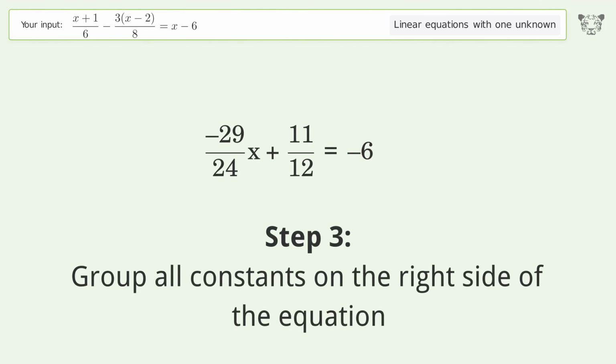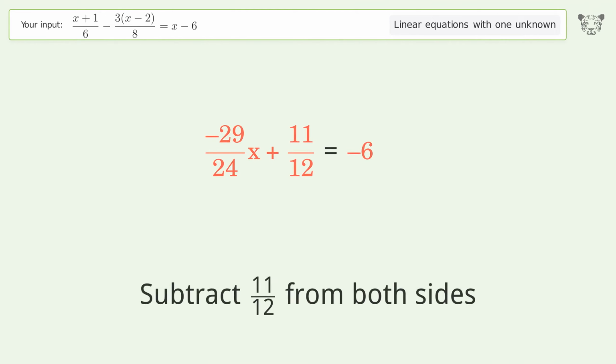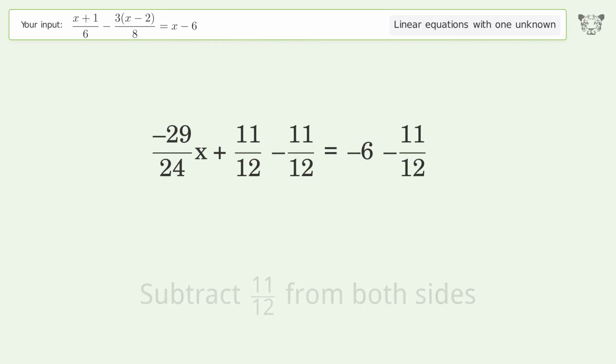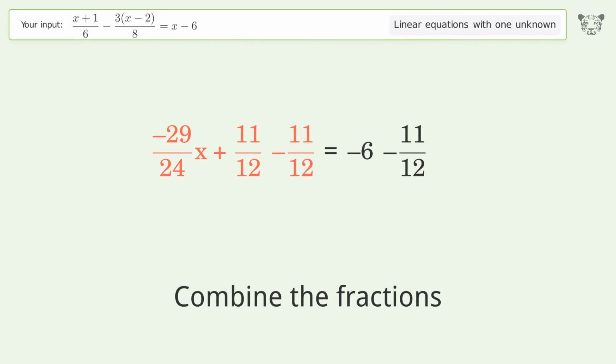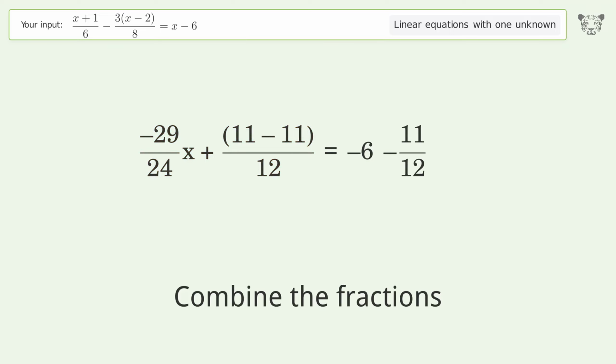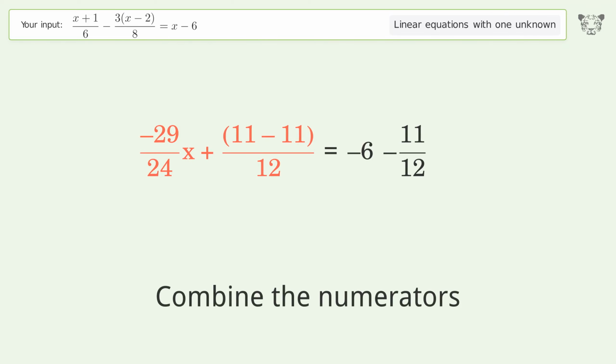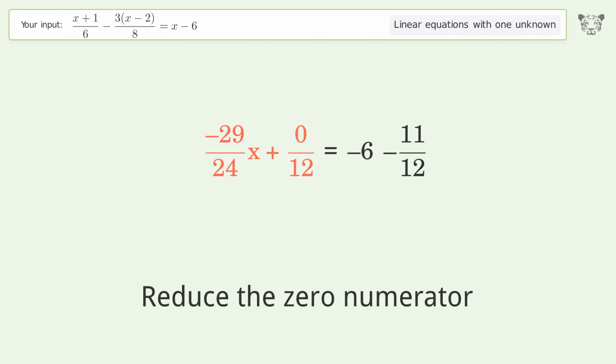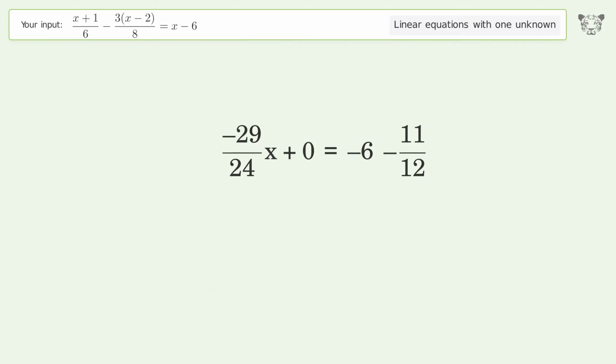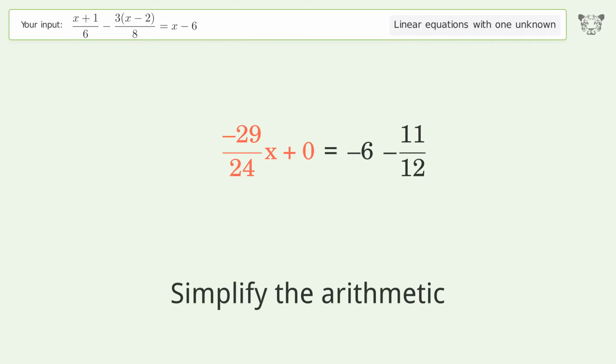Group all constants on the right side of the equation. Subtract 11/12 from both sides. Combine the fractions. Combine the numerators. Reduce the zero numerator. Simplify the arithmetic.